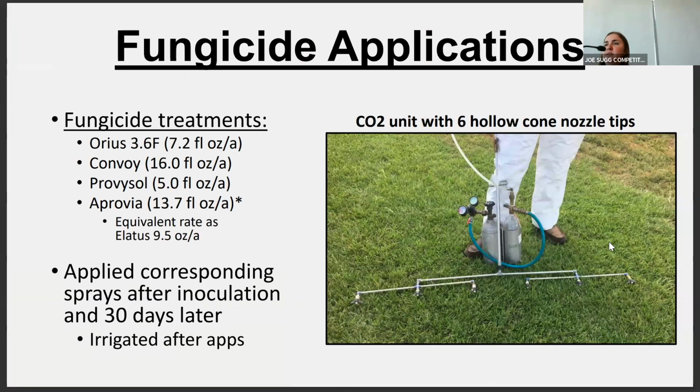So every plot that was inoculated had one that was sprayed and also one that was unsprayed. If it received a fungicide application, it was either Aureus, Convoy, Provosol, or Provia, which is tebuconazole, flutolanil, methyltrifluconazole, and benzophenoflupyr respectively. And just as a little footnote, Provia is not labeled on peanut, but unlike Elatus, it is just the active ingredient benzophenoflupyr, which is what I was wanting to test. That's why I applied that product instead. So I applied the sprays right after inoculations, and then again a month later, and we did our best to irrigate after each time, just to try to wash off any fungicide deposition.